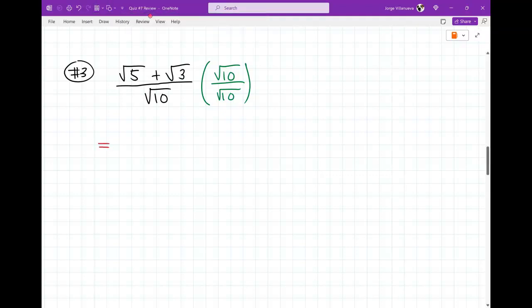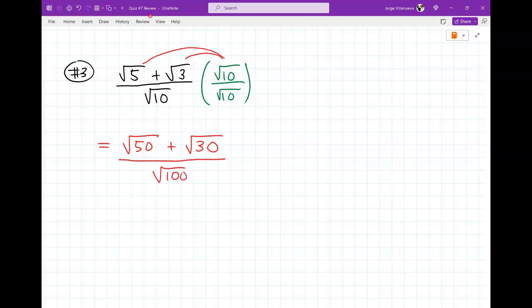So here we go. The square root of 10 is going to multiply the square root of 5, so that's going to be the square root of 50, plus the square root of 10 times the square root of 3, so that's the square root of 30. And then on the bottom, radical 10, right? The square root of 10 times the square root of 10 is the square root of 100. So let's start breaking this apart.